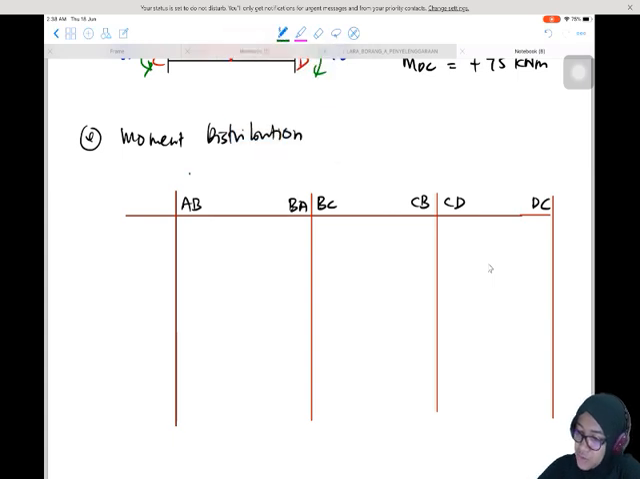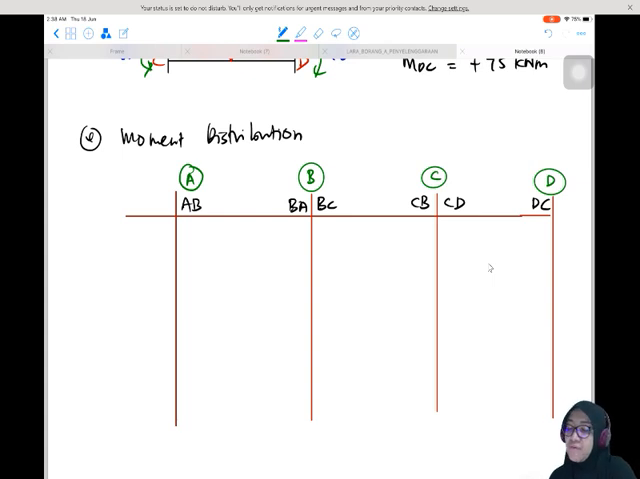It means that this is joint A. This is joint B. Okay, this is joint C. And this is joint D. Okay, so there are 4 joints: joint A, joint B, joint C, joint D. So the information that we have calculated in step number 2 and step number 3, which step number 2 is the distribution factor, and step number 3 is the fixed end moment, will be transferred into this table.